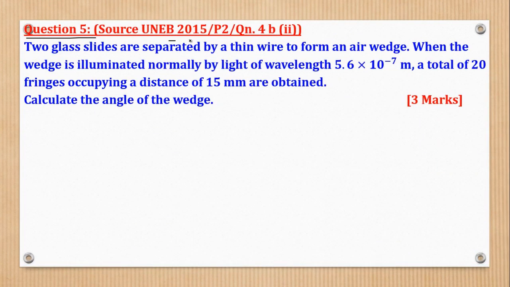Question 5 came from UACE 2015 paper 2 question 4B, and it says two glass slides are separated by a thin wire to form an air wedge. When the wedge is illuminated normally by light of wavelength this, a total of 20 fringes occupying a distance of 15 millimeters are obtained. Calculate the angle of the wedge.